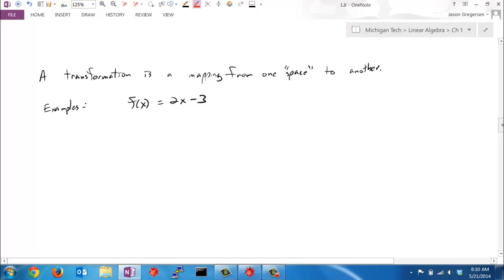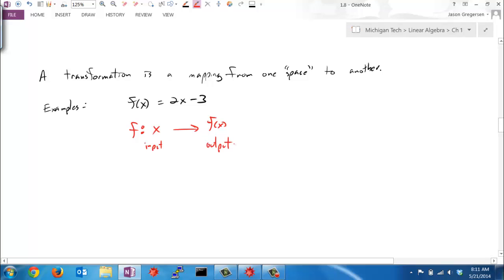Here's a function. What this function does is it takes some input value. It takes some x that you put in, some input, and it maps it somewhere. It tells it where to go. It maps it to some function value, 2x minus 3 in this case. That's the output that we would get out from this function.